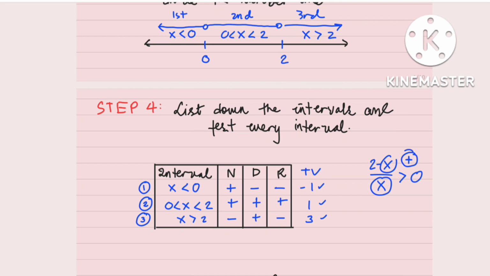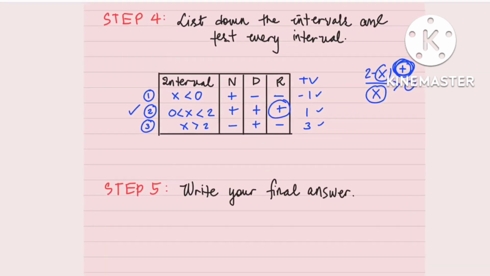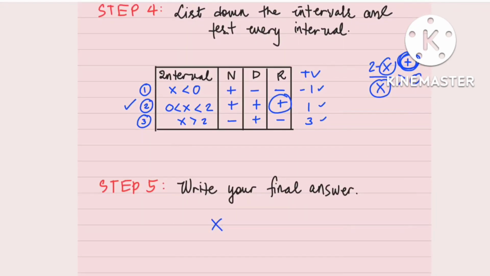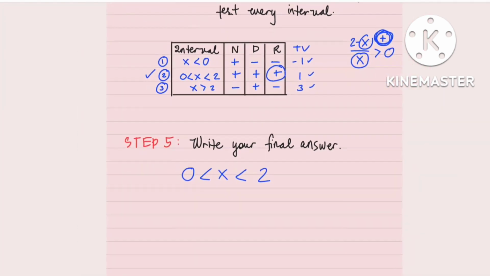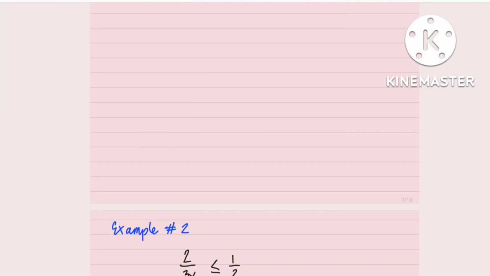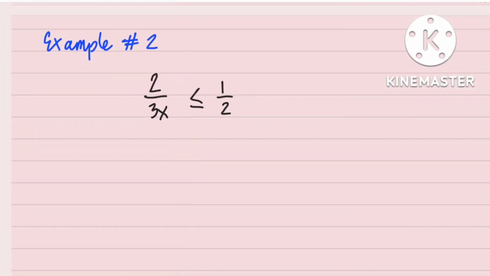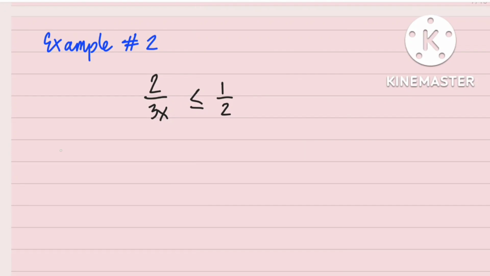Again, we want the ratio to be positive. And the one that gives us a positive ratio is this interval. Therefore, our answer will be x can be any number between 0 and 2. Let's try example number 2. Step 1.